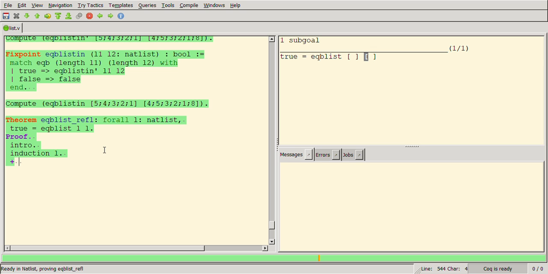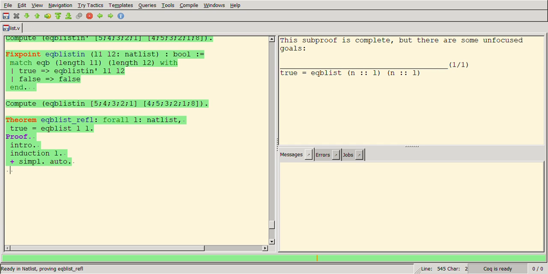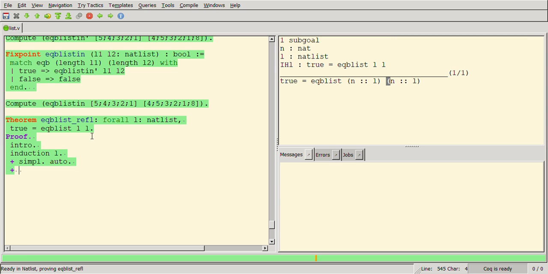So let me focus on the first sub-goal. We can simply simplify the function Boolean equality on list using the simplification tactic. And this would give us true on both sides, and we can close this with the auto tactic. And similarly, let me focus on the second sub-goal. Here the two arguments of the Boolean equality are non-nil lists, which are basically the same list.